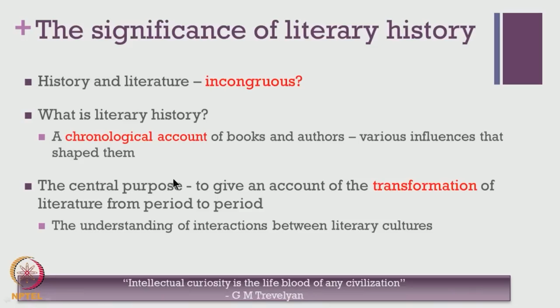So, in that sense, what is literary history? If we go for a very simple definition, it's the chronological account of books and authors, talking about various influences that shape them, and some of these influences could also be shaping each other, also highlighting the ways in which language and literature, history and literature continue to inform each other. And what is the central purpose of any literary history? It is perhaps to give an account of the transformation of literature from period to period.